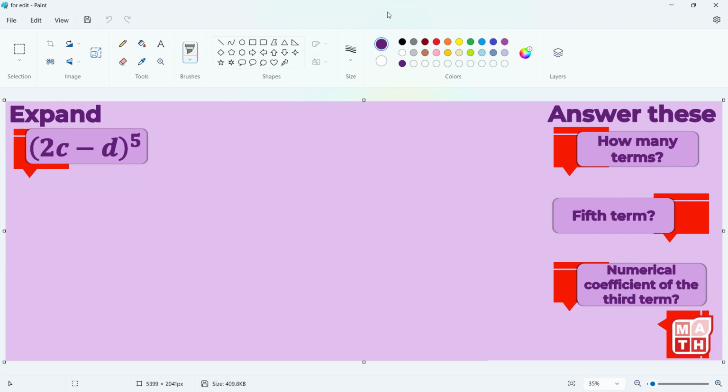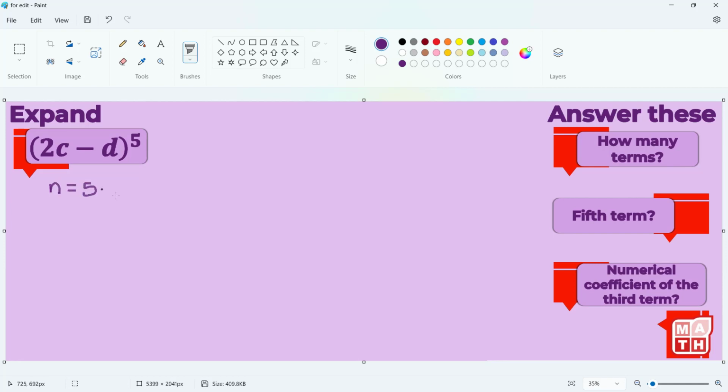The first thing we need to do here is to determine the number of terms, so that in our Pascal's triangle, one of the processes that we could do, we can actually determine the correct set of coefficients. Here, our exponent is 5. So we can say that n is equal to 5.